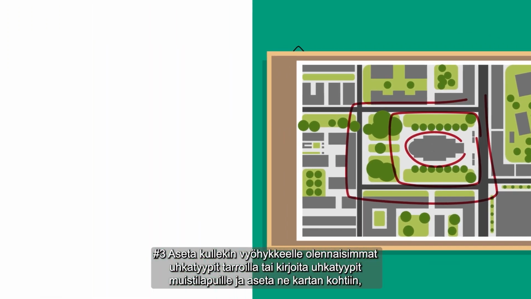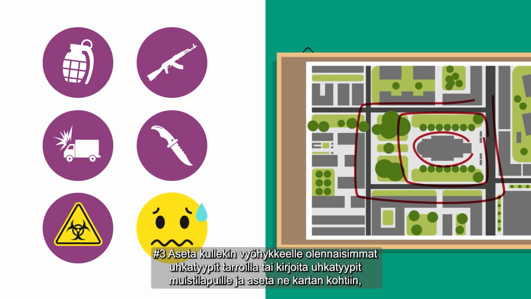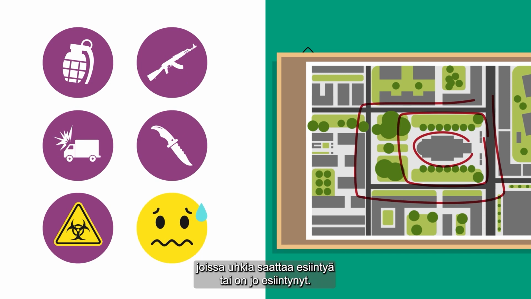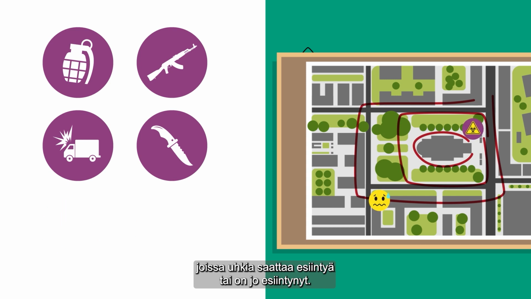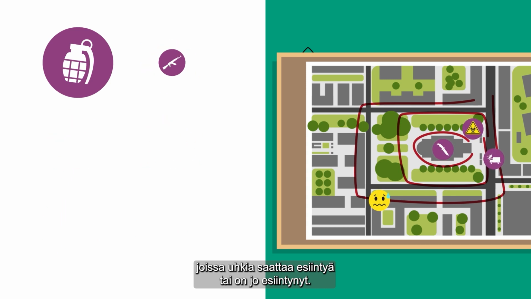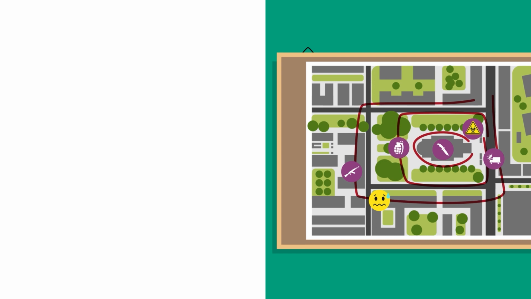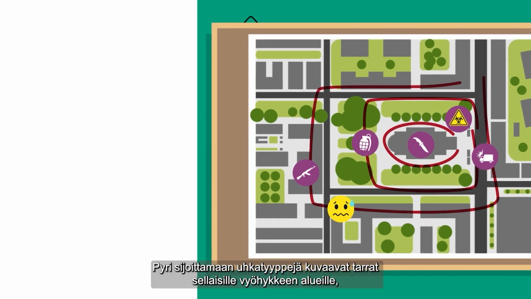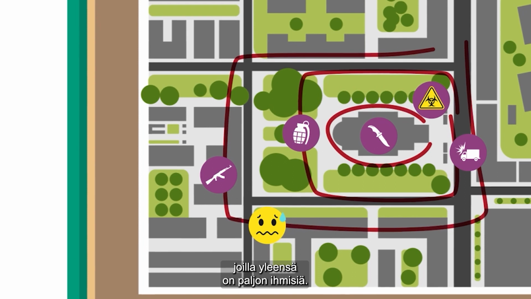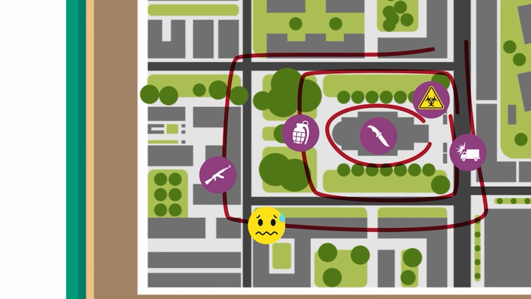Place the most relevant threat type stickers for each of the 3 zones, or write types of threats on sticky notes and place them on the locations within the map where these threats might or have already occurred. Try to place the threat stickers on areas within the zone that usually has a high concentration of people.